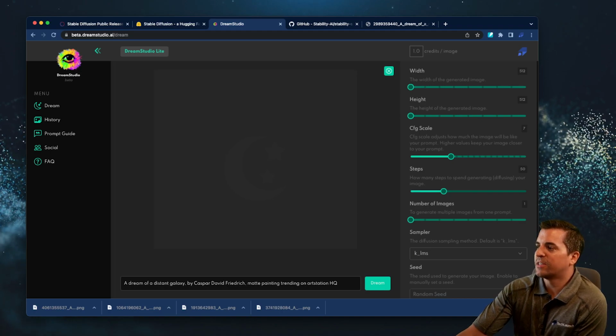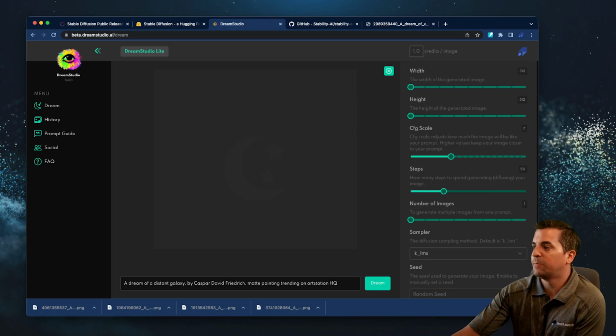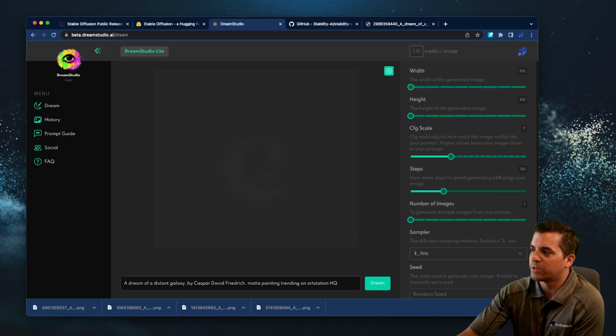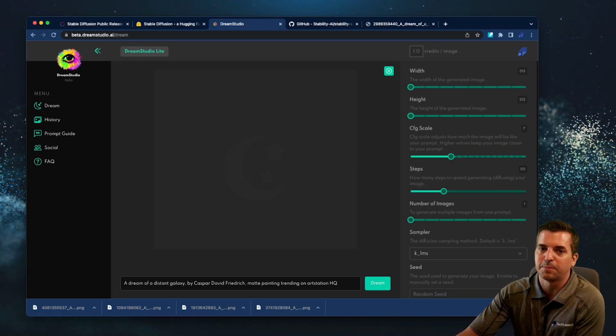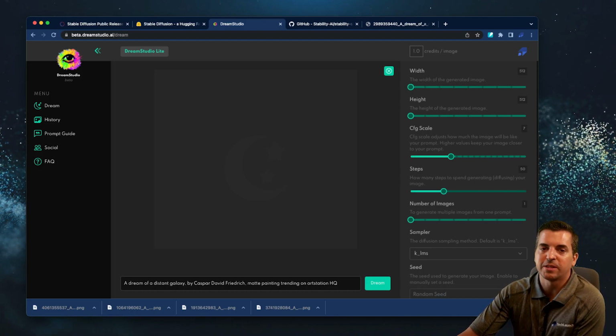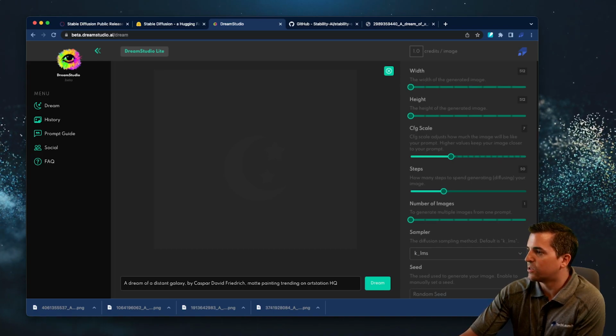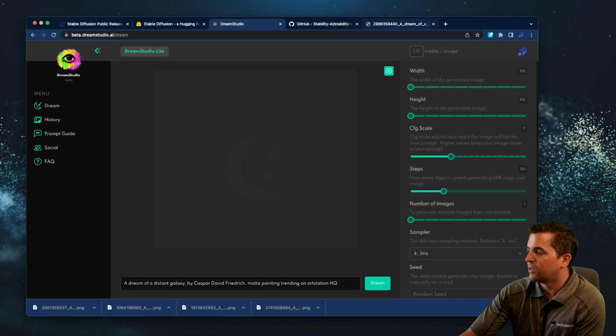Let me know if you're interested in seeing some projects where we use the API, or where we go into the weeds on setting up your local machine with this. And with that said, let me go over to our Google Colab and show you that setup.